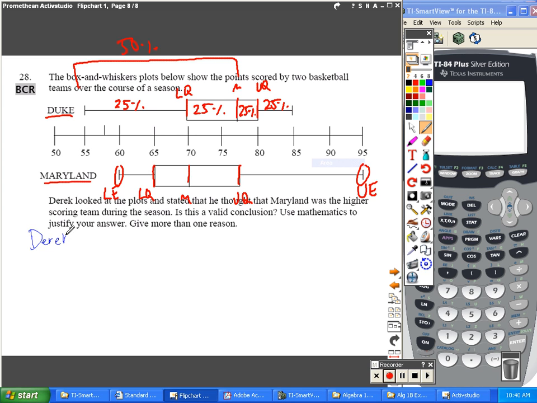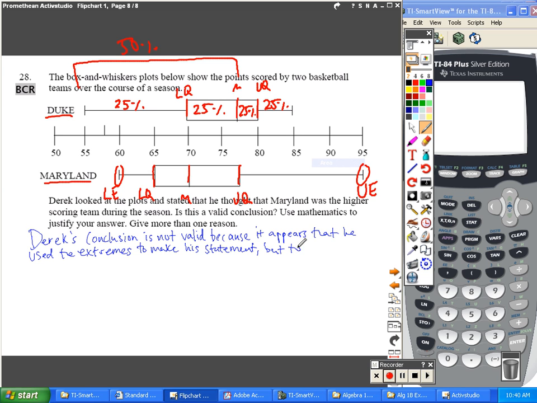Derek's conclusion is not valid because it appears that he used the extremes to make his statement. But the extremes are each only a single data point.